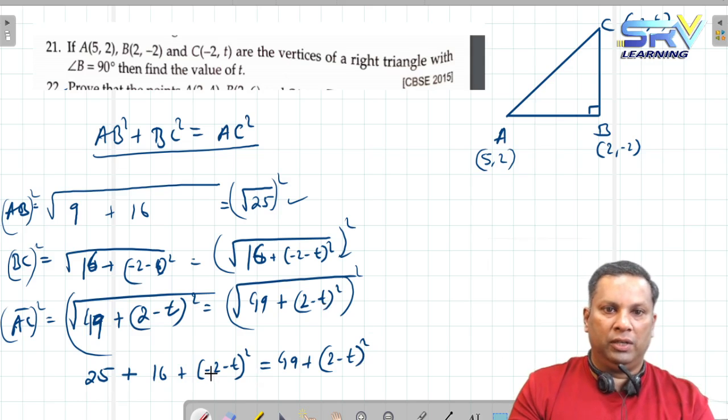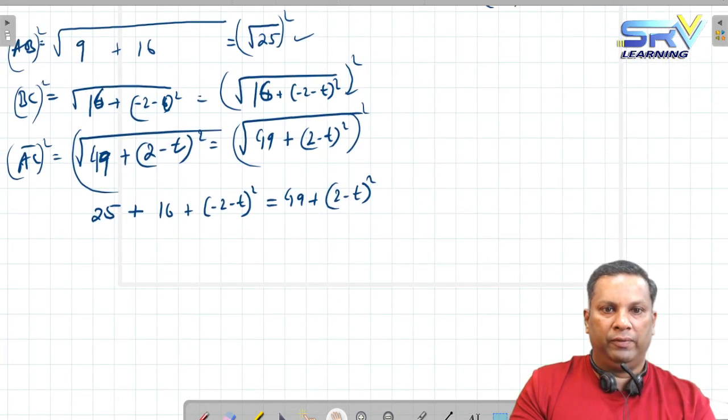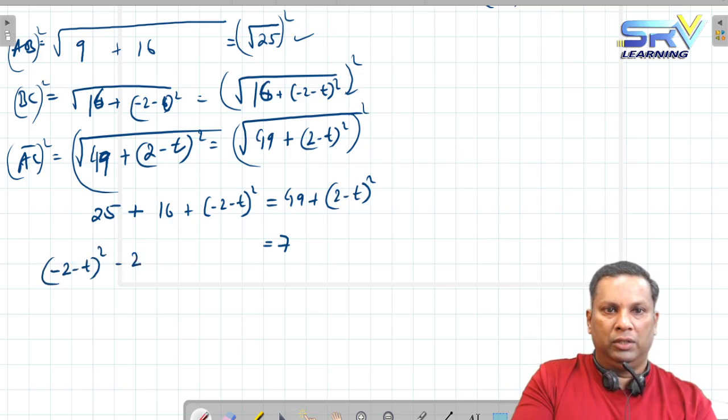तो इस चीज़ को यहाँ ले आता हूँ मैं और इस चीज़ को यहाँ पे ले जाता हूँ. सो मेरे पास क्या हो गया अभी? So I am left with 41. I'll take that side. So 49 minus 41 will become 7 and 2 minus t whole square I will bring here. So it is minus 2 minus t whole square minus 2 minus t whole square is equal to 7. 49 minus 41 is 7. तो इसको एक्सपांड कर लो बच्चों लोग.